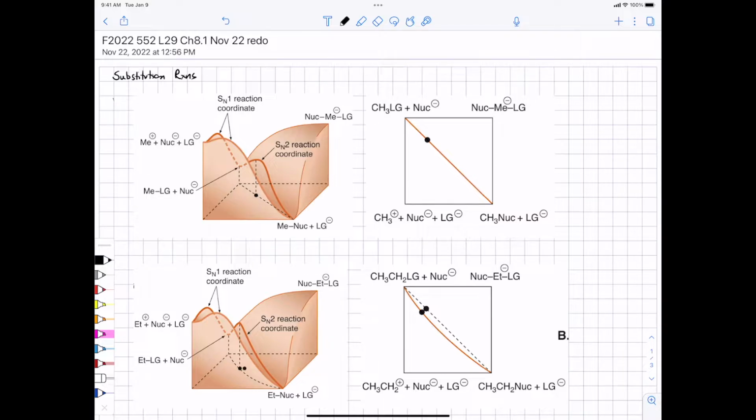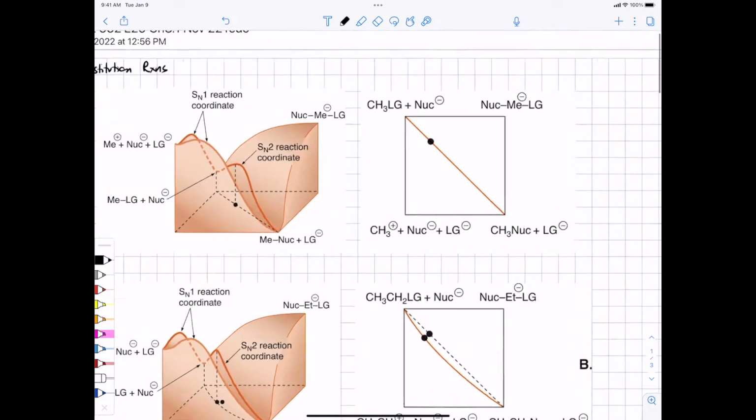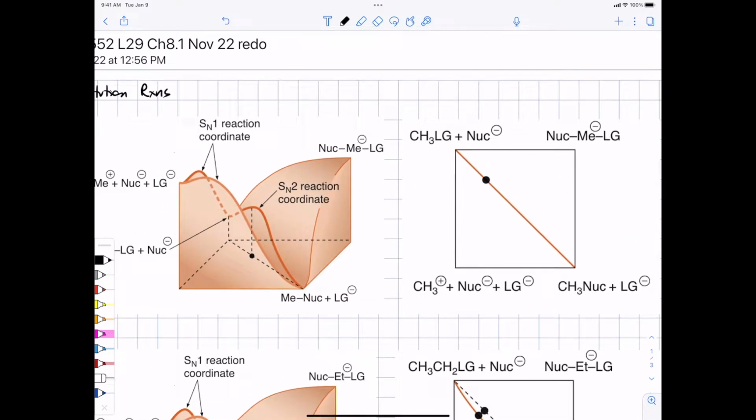By the way, in what we're going to see here, you've got a side view of the reaction potential energy landscape, and here is an overhead view. In the side view, we can see the z and the x and the y axes. In the overhead view, we can only see the x and the y axes. And the potential energy axis, which is the z axis, we don't see in this overhead view.